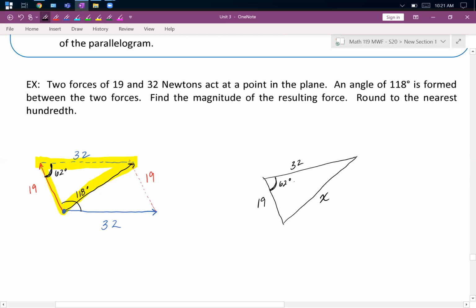With the information we have, what technique are we going to need to use to find that side x? Side angle side. I agree, it is side angle side. What do we use to solve side angle side? We're looking for law of sines or law of cosines. Law of sines: do we have a known pair? No, we don't, so we can't use law of sines. But I do have three sides and one angle, so we can definitely use law of cosines.